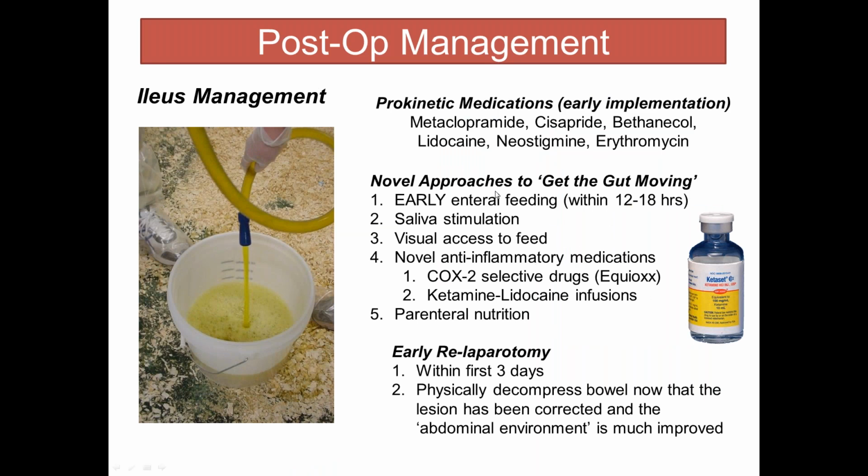Prokinetics: for me, early implementation is key. Some still think you should only give them when the horse declares that it's got a problem. My personal feeling on that is if they've got the problem, you're already behind the eight ball. So I will always put them on a prokinetic regardless, to get the gut moving ASAP. And that's really the goal here: get the gut moving.